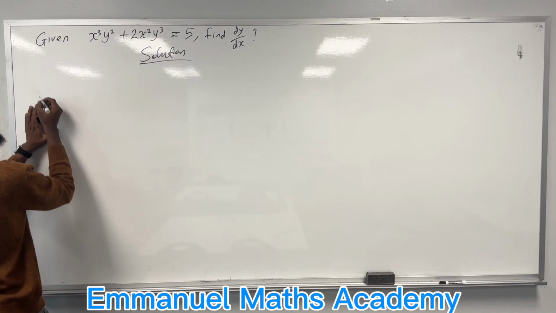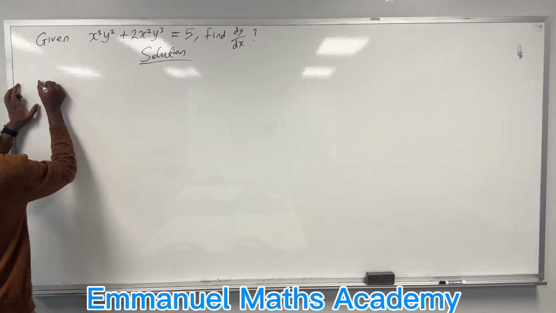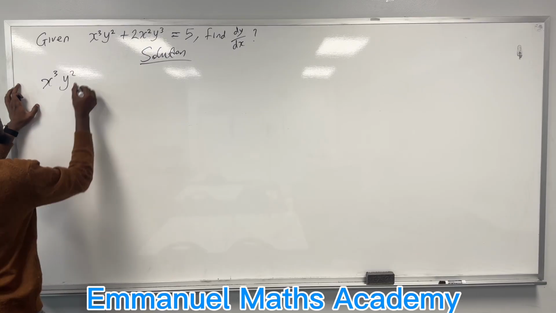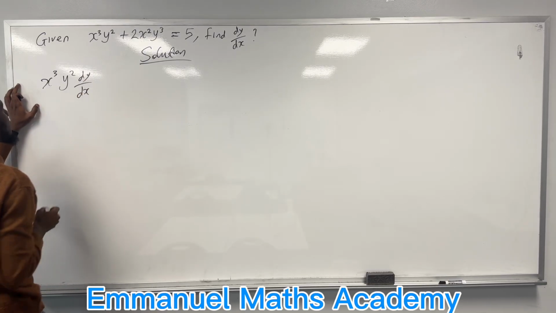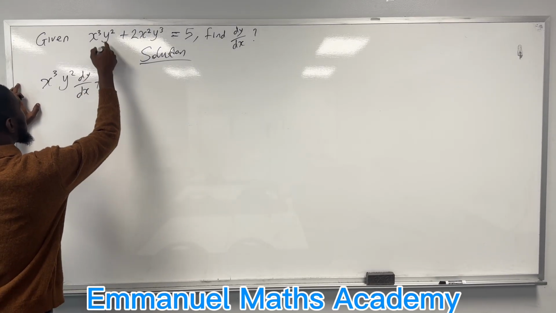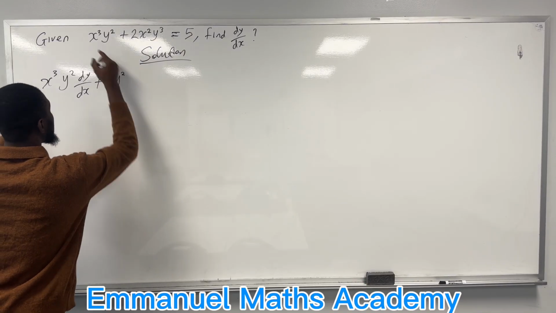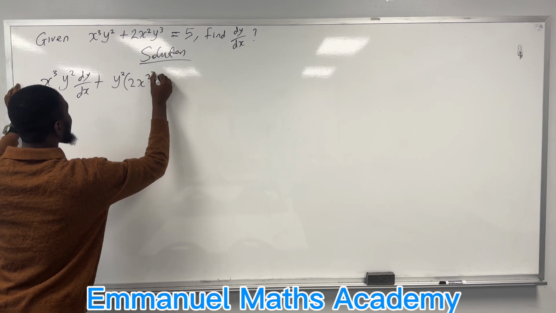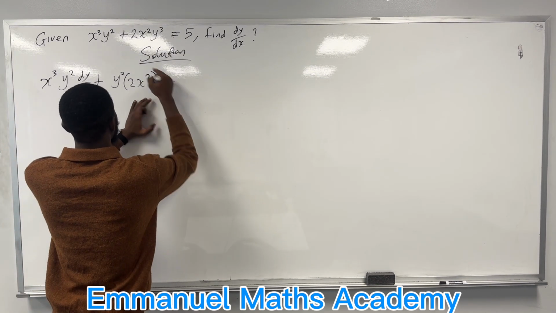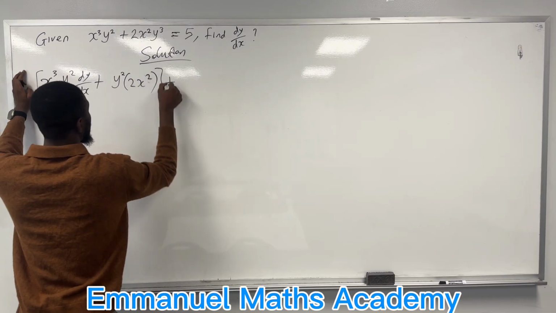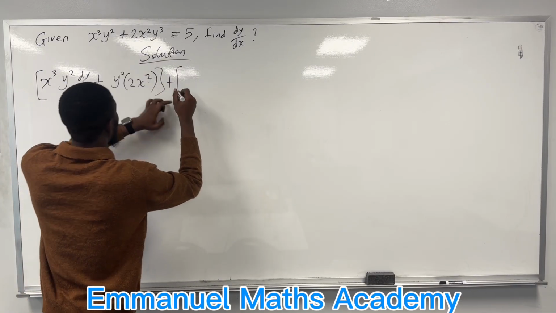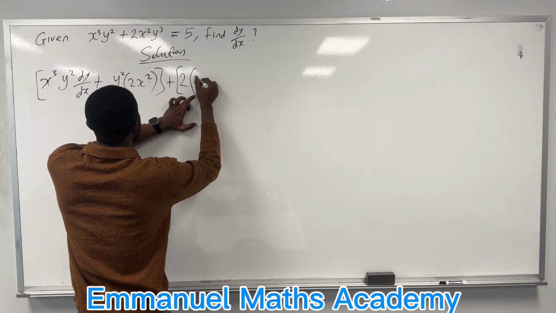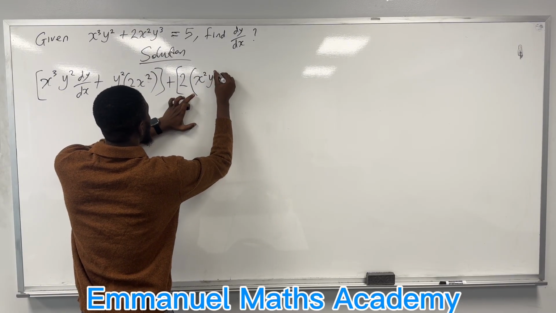Keep this, differentiate this. So if you keep this, differentiate this, you have x power 3. If you differentiate this, just write this y square dy dx, right? Plus keep this, differentiate this. You keep this, differentiate this, you have 2x power 2, right? Plus, this is for the first part. So this is for this first part. For the second part, we have what? Keep this, differentiate this. Keep this, differentiate this.